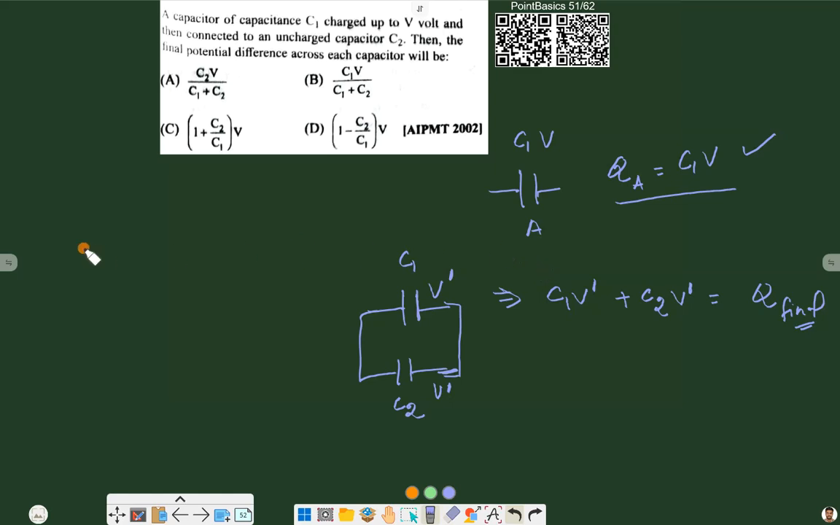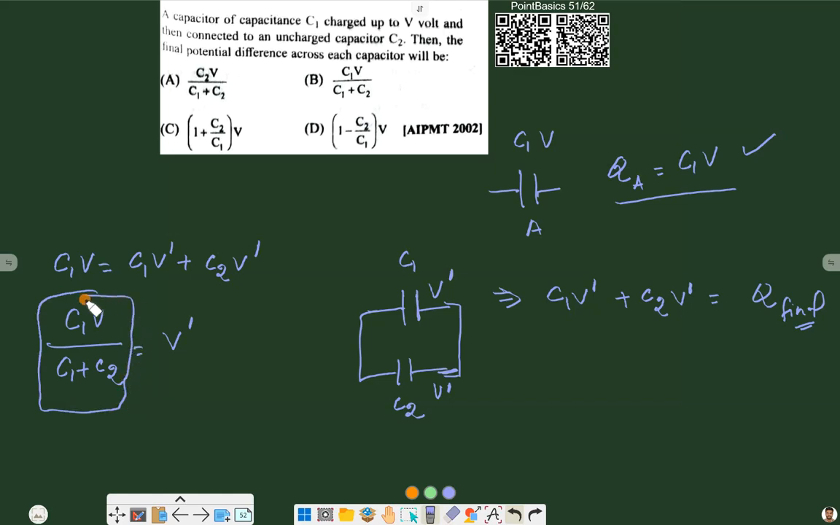So we can say C1V is equal to C1V dash plus C2V dash, and from this V dash is equal to C1V by C1 plus C2. So this is our final potential, and that's satisfied by option B. So option B will be the right answer. Moving to the next question.